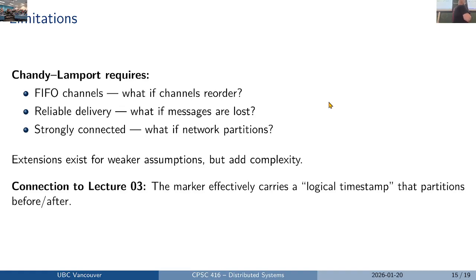The basic finding of Chandy-Lamport is nice and crisp and easy to understand. When we start adding these additional assumptions in here, that's when things get messy and more complicated, and we can't guarantee as much.